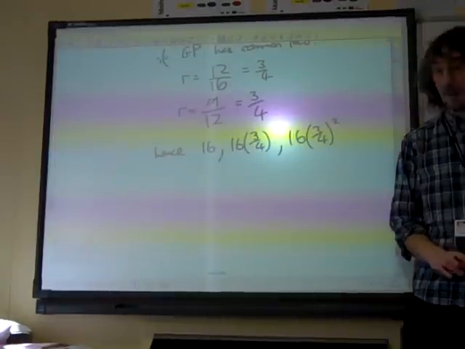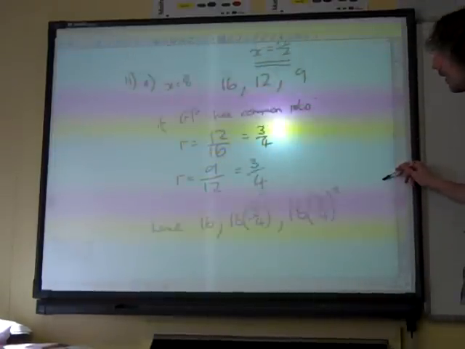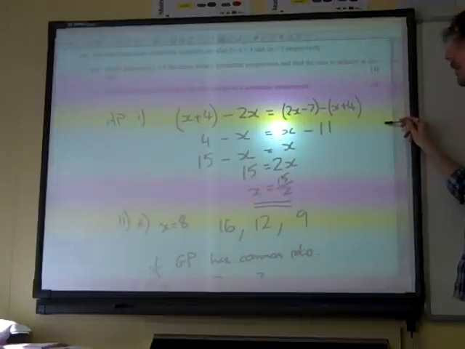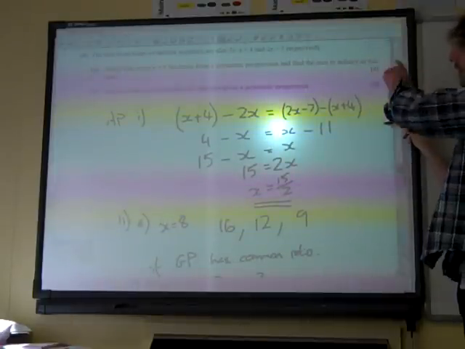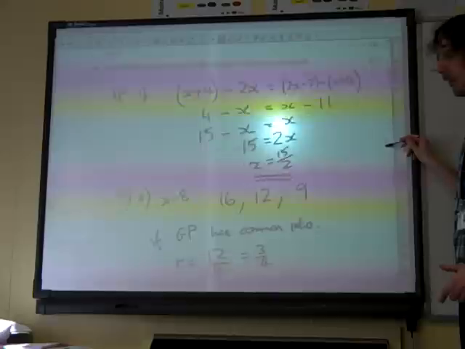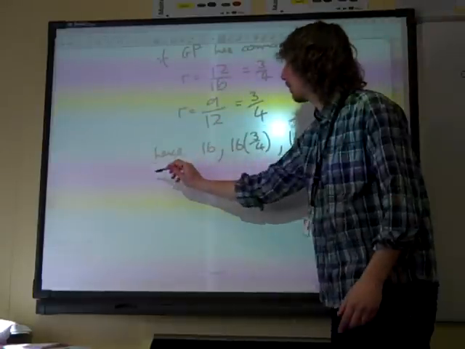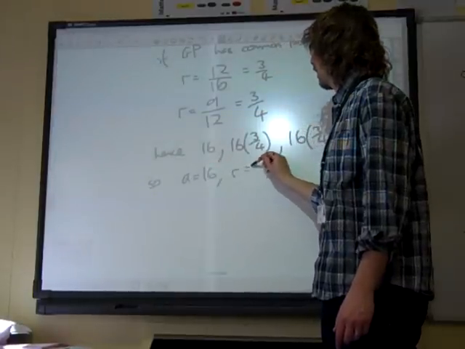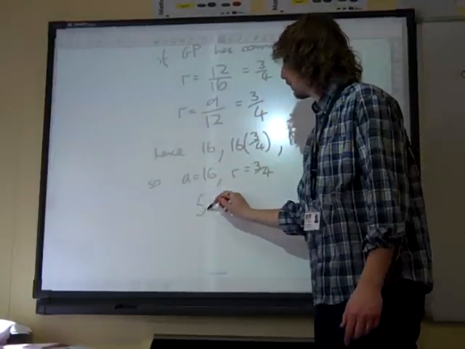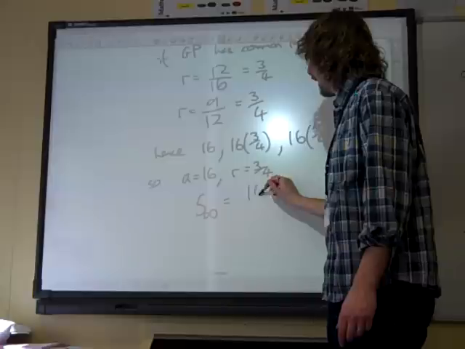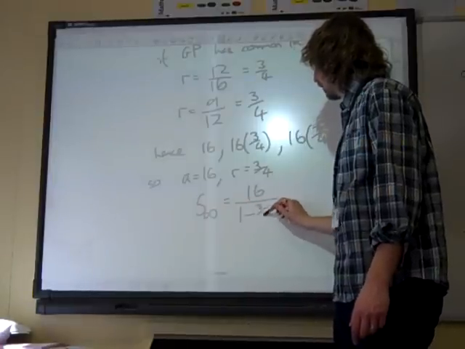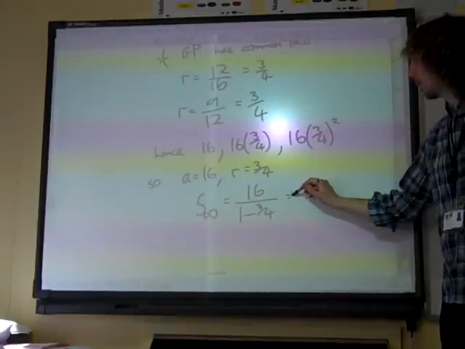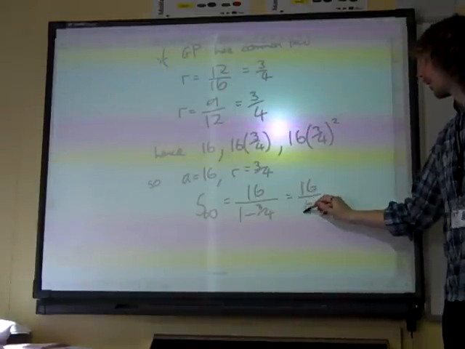The question then did say, well, hang on, that was 4 marks. You had to find the sum to infinity. It then said find the sum to infinity in this case. Yeah, it did also say find the sum to infinity. So we've got a is 16, r is 3/4, and the sum to infinity would be a over 1 minus r. So we've got 16 divided by 1 minus 3/4, which is a quarter.